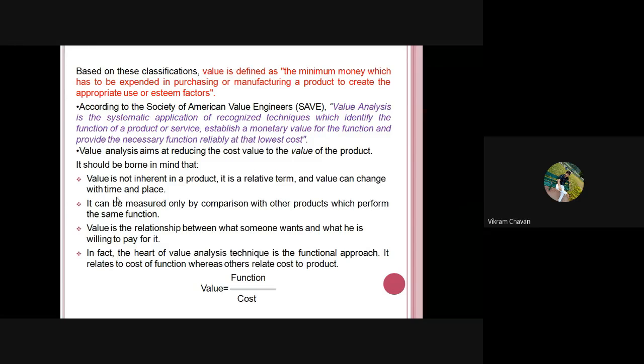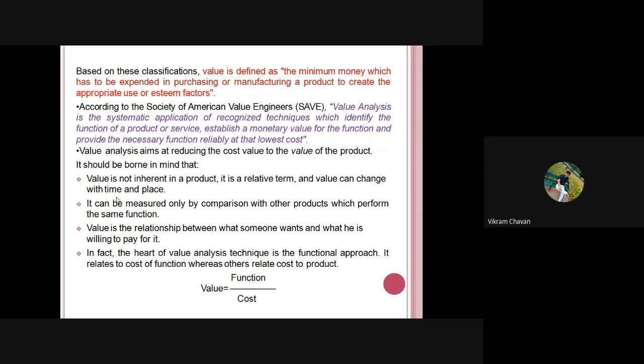So if you reduce the cost and provide the required features, then the value of the product will be more. Value analysis aims at reducing the cost relative to the value of the product. It should be borne in mind that value is not inherent in a product. It is a relative term. We compared the two mobiles, the Apple mobile and the Samsung mobile.